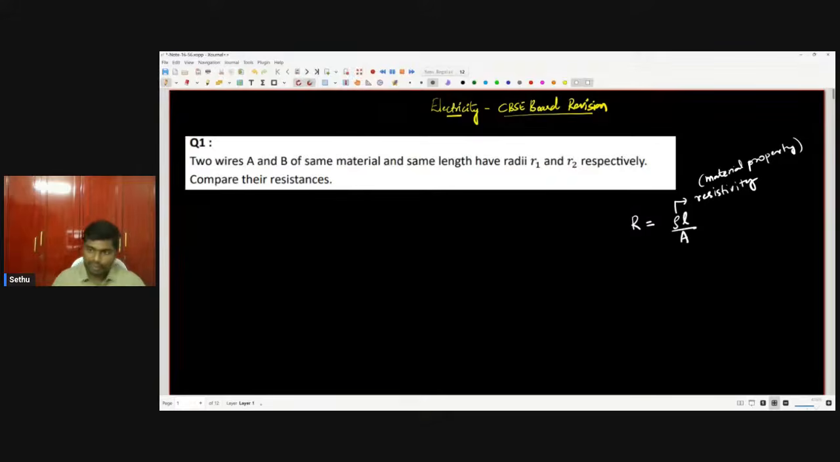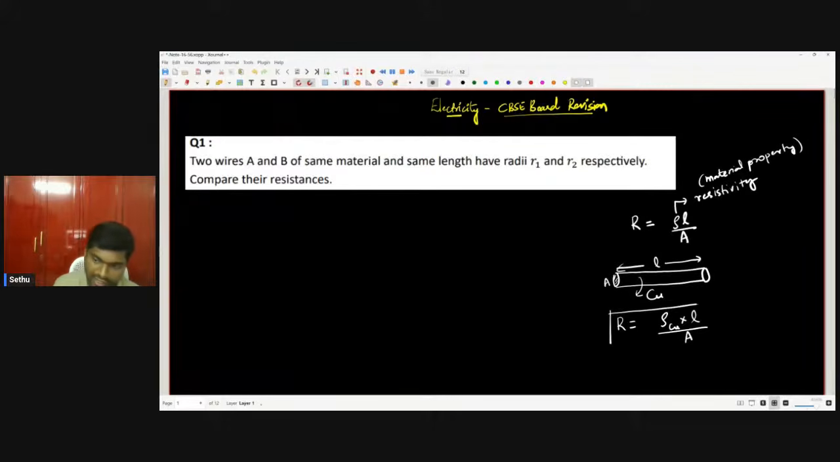For example, copper has a specific value of resistivity. Silver has a specific value of resistivity. Different materials have different values of resistivity. Now, this formula: usually we model our wires to be cylindrical in shape. If you have a cylindrical wire of length L and cross sectional area A, made of copper, then the resistance of this piece is given by rho of copper, which is the resistivity of copper, into length divided by area of cross section.